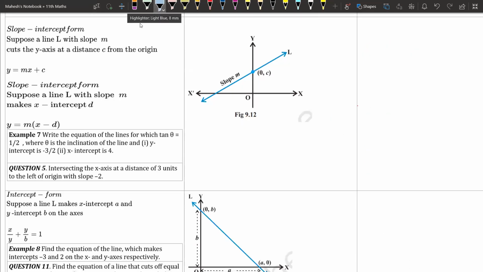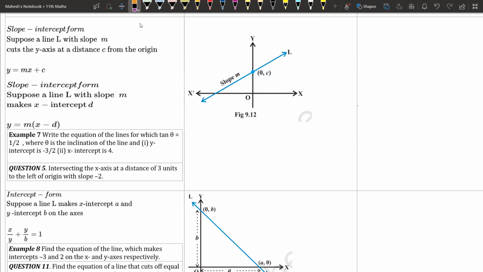Now, in the next part, we are going to do the equation of a line in slope-intercept form. Slope-intercept form means when we know the slope and one of the intercepts. For that, assume there is a line L which cuts the y-axis at (0, c). In that case, the equation of this line is given by the formula y is equal to mx plus c, where m is the slope of the line and c is the y-intercept.